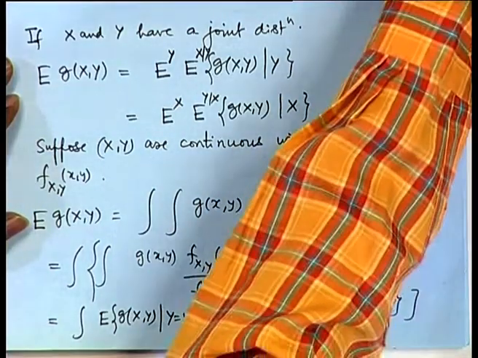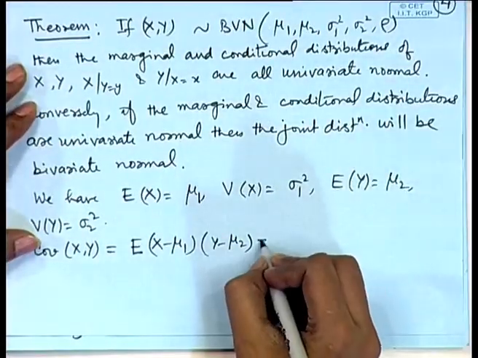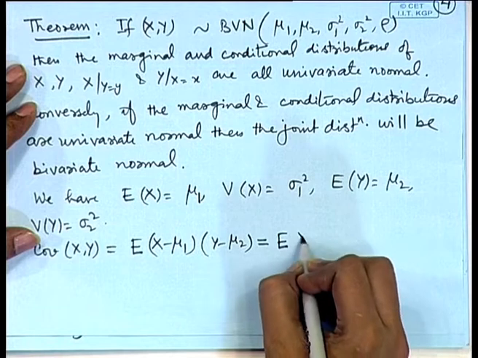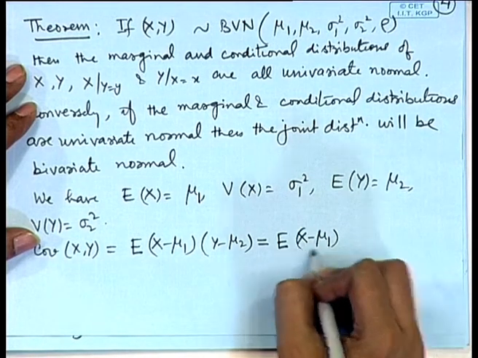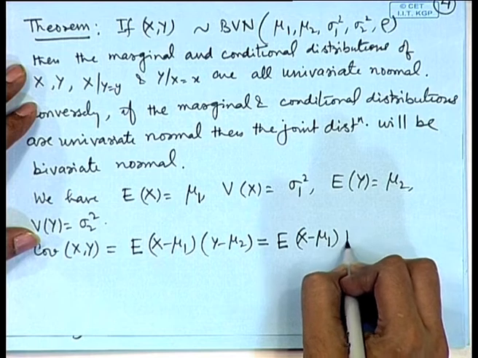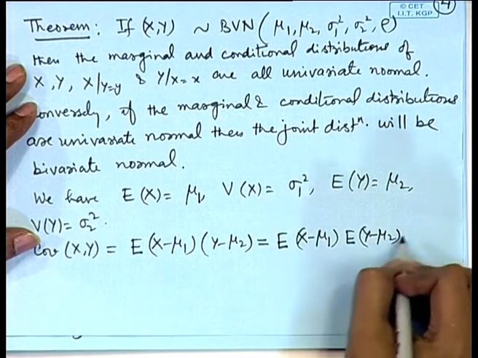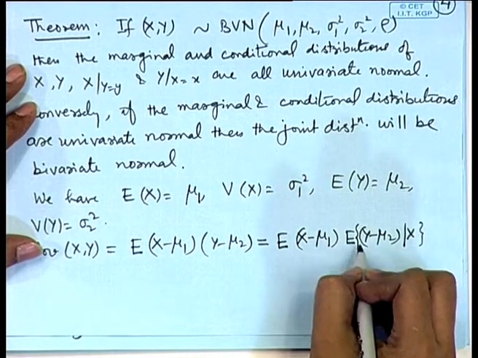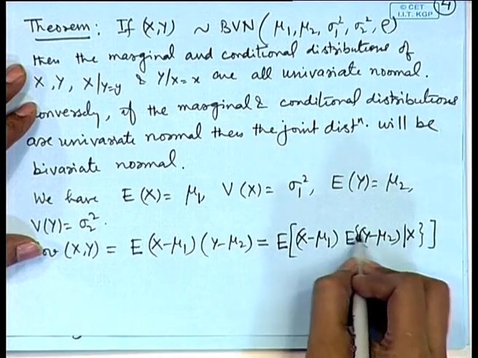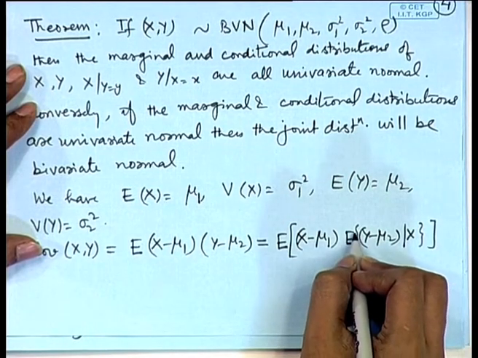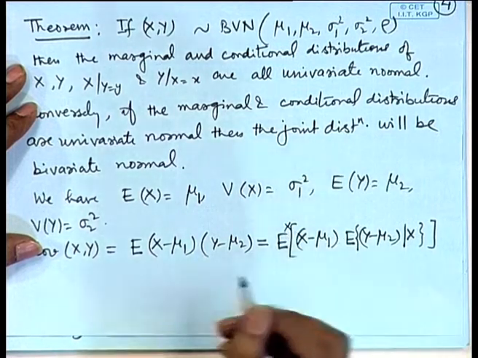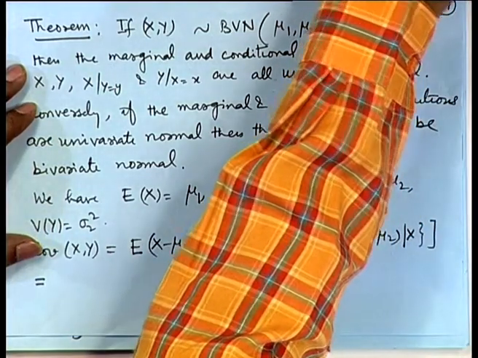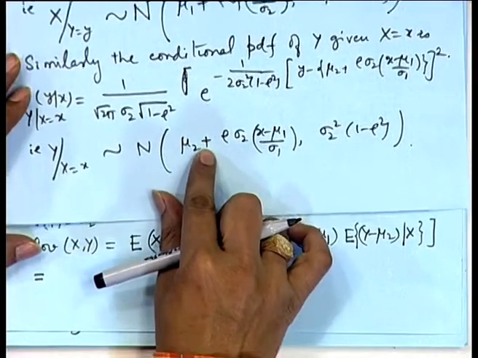So, if we make use of this, then expectation of x minus mu 1 into y minus mu 2, we can write it as expectation of x minus mu 1 into expectation of y minus mu 2 given x. So, the inner expectation is the conditional expectation with respect to the distribution of y given x, and the outer is with respect to x.